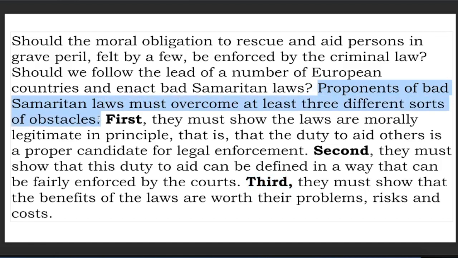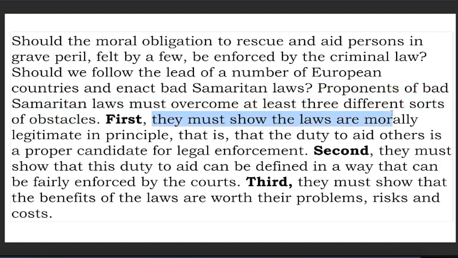So if you want that law, proponent means supporter. If you want that bad Samaritan law, that means people are supposed to help other people, or there will be some penalty imposed upon them. There are these three challenges. Now let me try and understand these challenges.